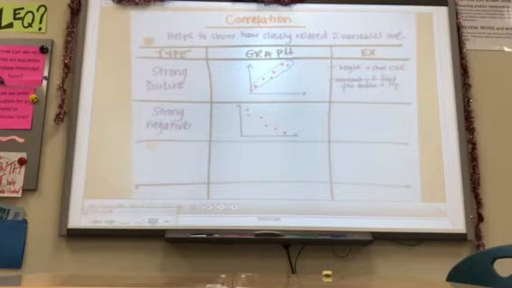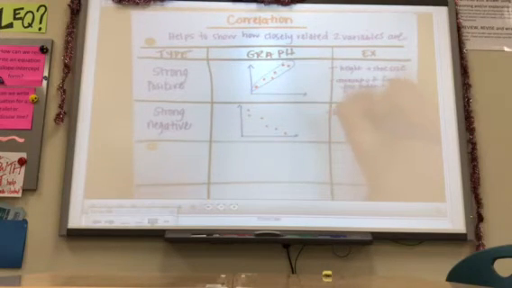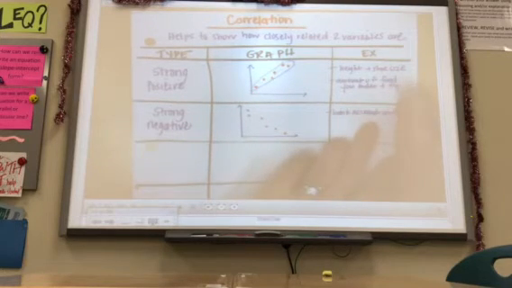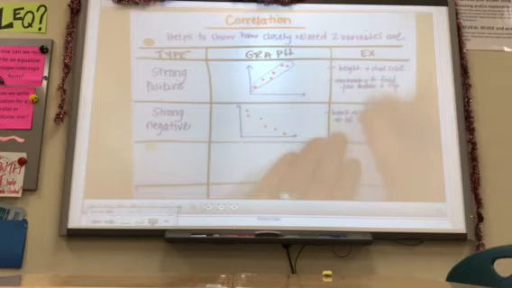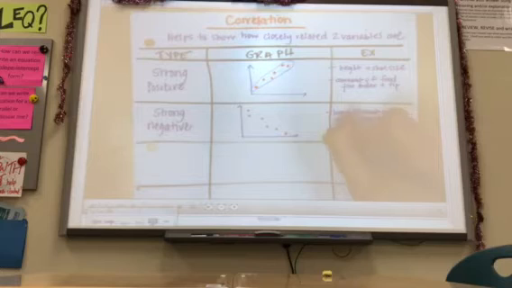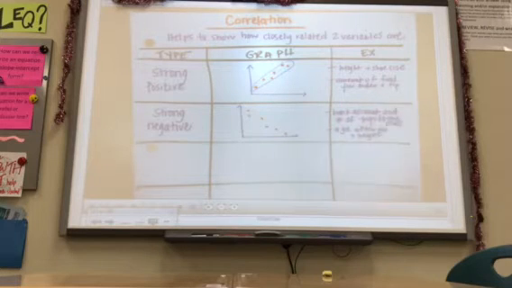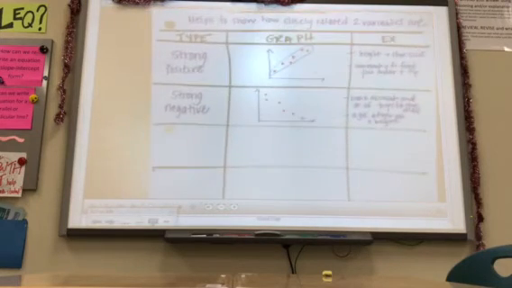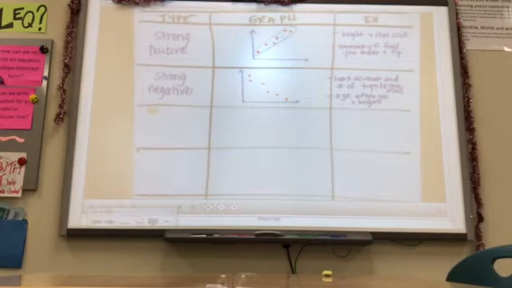Some examples of this might be your bank account and number of trips to the mall. Or some people like to say the age after 50 and your height, because some people tend to shrink a little bit. Okay, so that might be something that's strong negative.